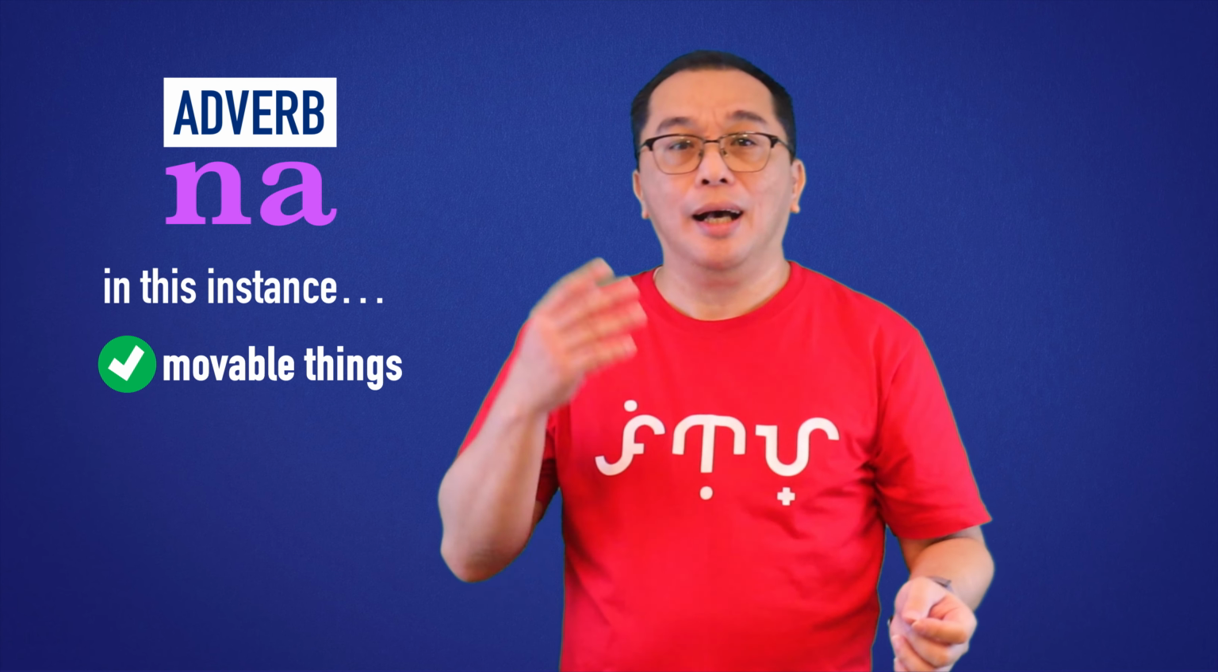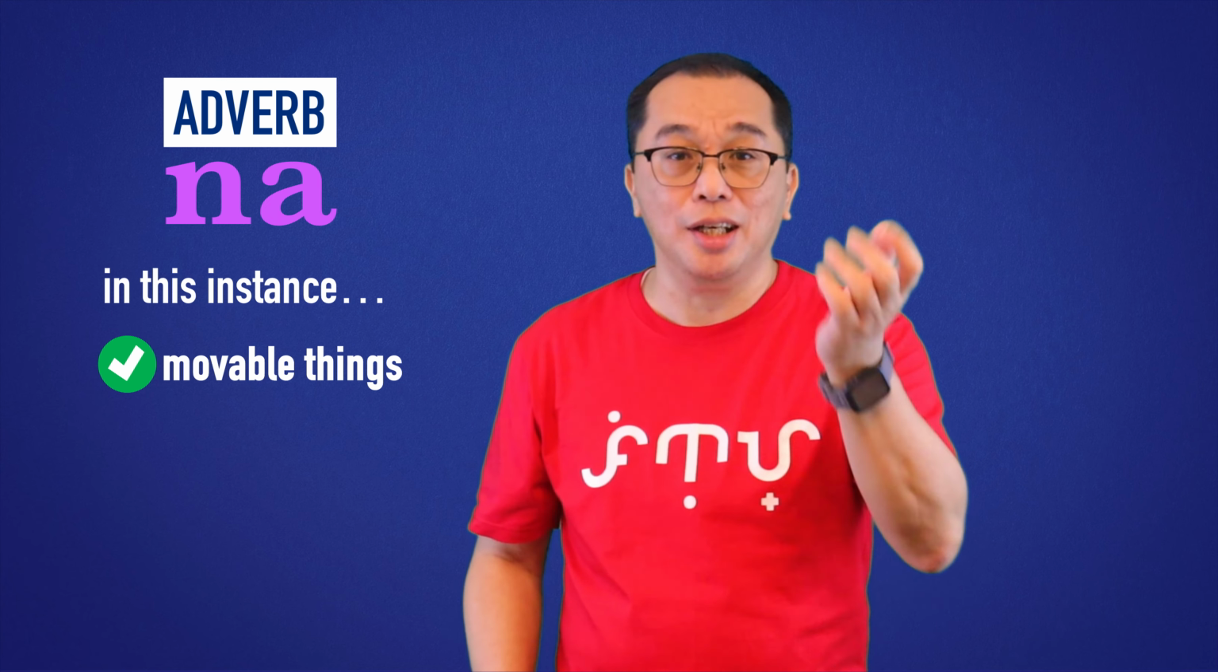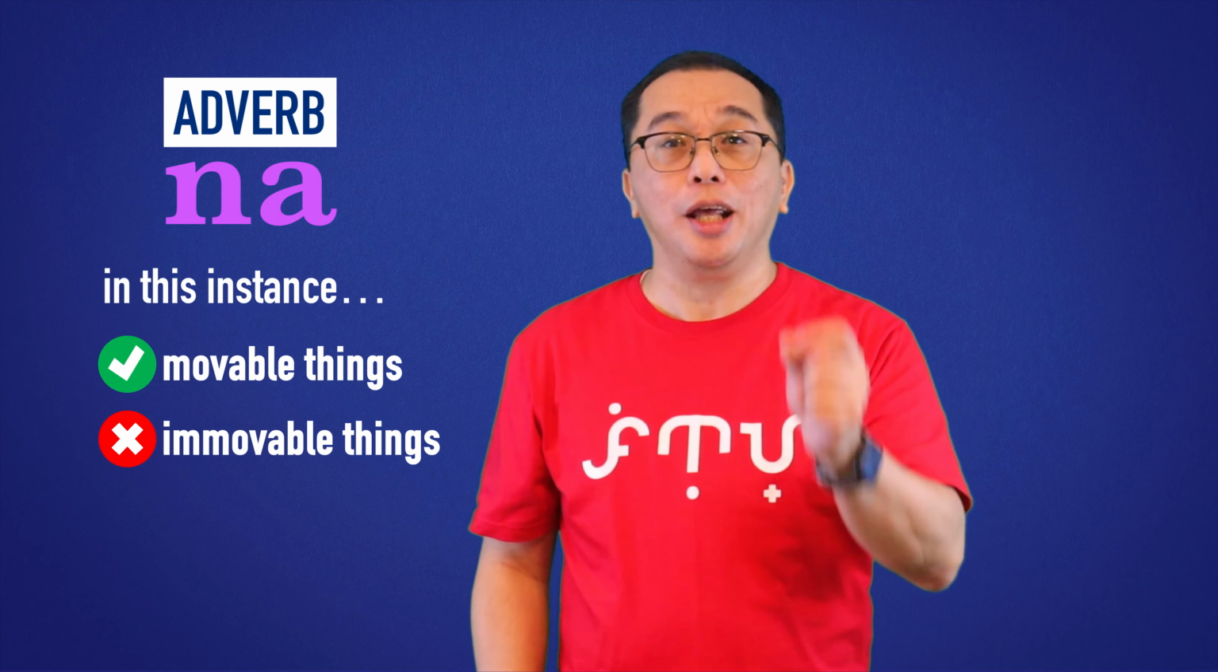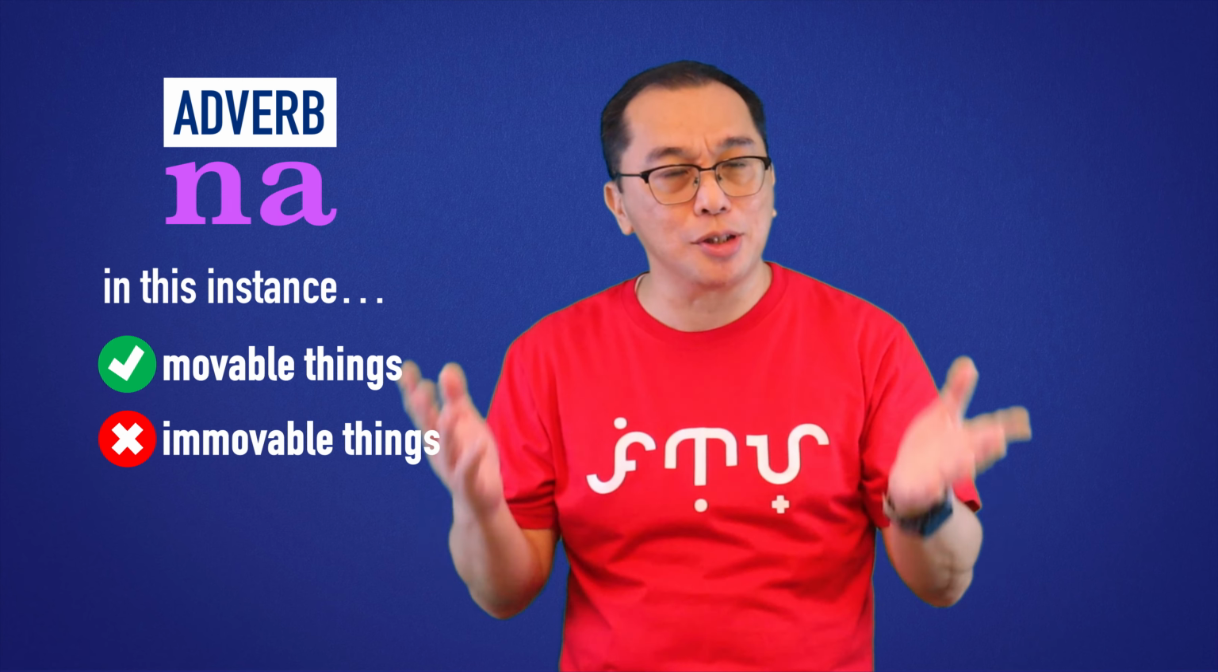Be careful though, in this instance, you can only use na with subjects that can move like people, animals and vehicles, etc. You can't use it for immovable objects like houses or buildings. Got it? Here's our last examples.